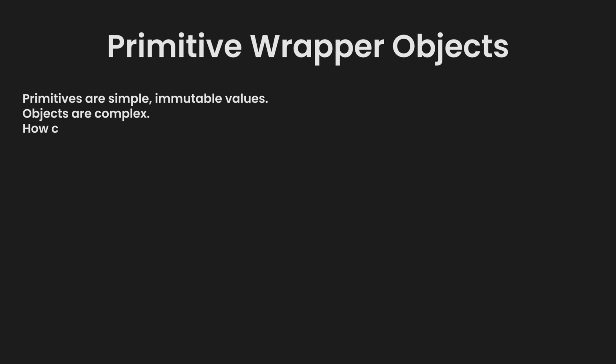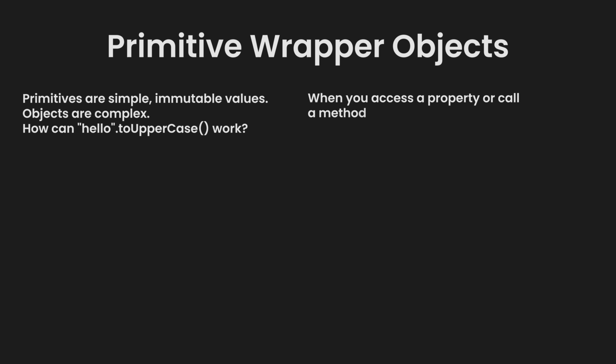Before our final takeaways, let's address a common point of confusion: primitive wrapper objects. We learned that primitives are simple, immutable values, while objects are complex. So, how can we call methods on a primitive, like "hello".toUpperCase()? This is where JavaScript's clever mechanism comes in.